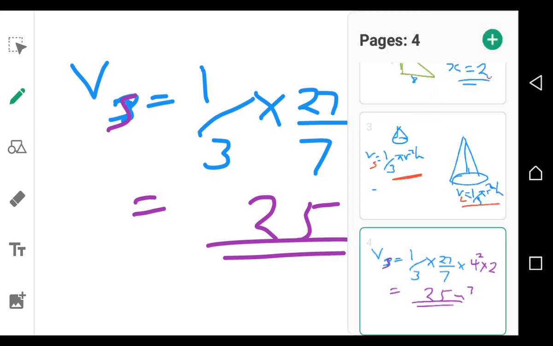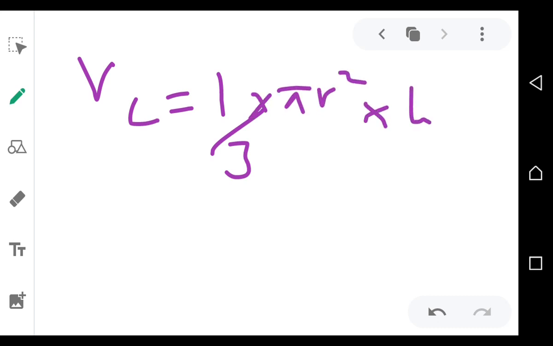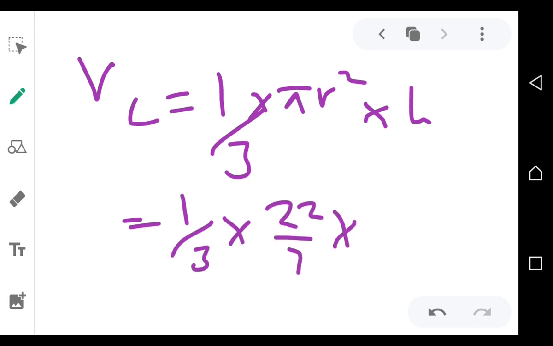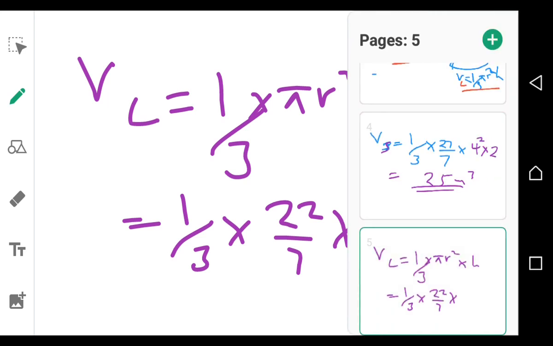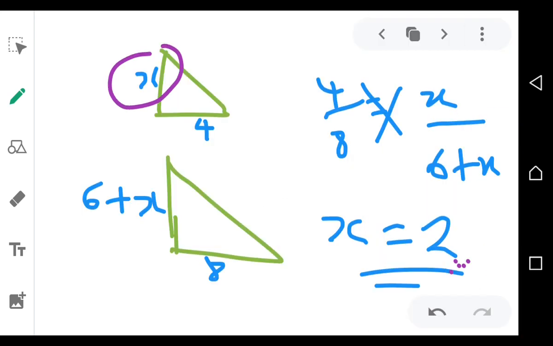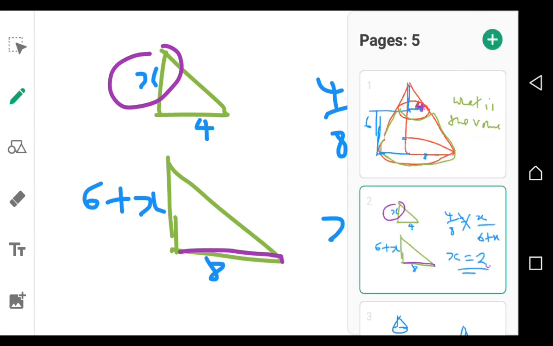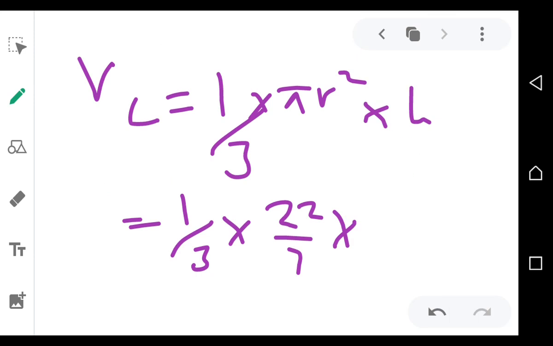You now do the volume of the large pyramid. The volume of a large pyramid is also 1/3 times the base area, pi radius squared, times height. So 1/3 times pi, 22/7, times radius. What's the radius of the larger triangle? You come there, the larger triangle is this one. The radius is 8. So it will be 8 squared times the height of this larger triangle.